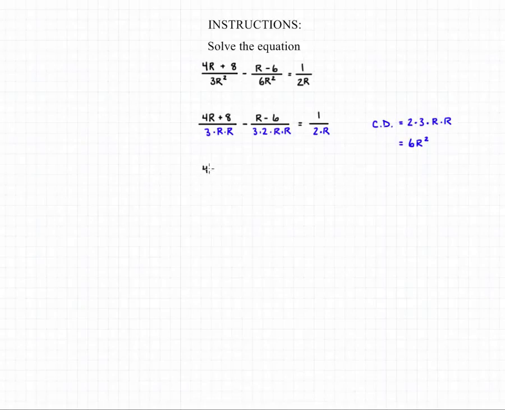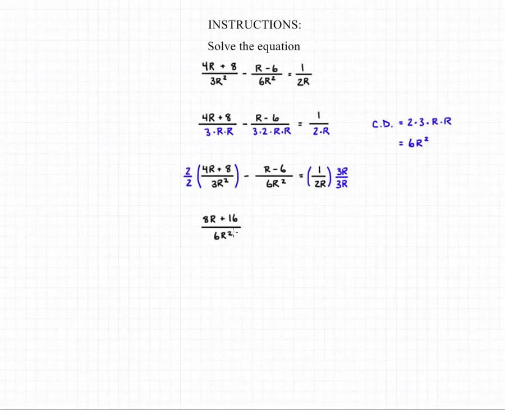So now we need to multiply each of our original expressions by something so that the denominator will be 6r squared. We can multiply it by anything over itself. So for our first expression, we can multiply by 2 over 2. For our second expression, we already have 6r squared as the denominator, so we don't need to multiply by anything. And for our 1 over 2r, we need to multiply by 3r over 3r. So we're just multiplying by 1 here, but we're changing these expressions into a form where they will all have 6r squared as the denominator.